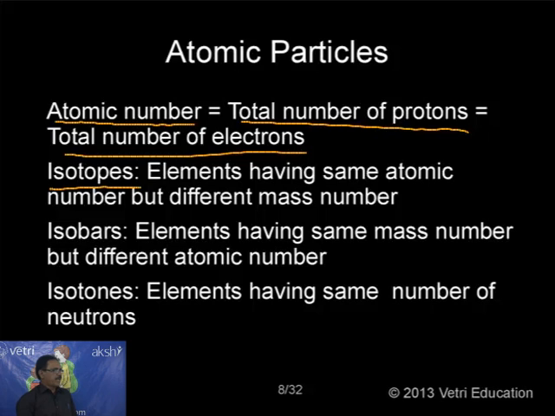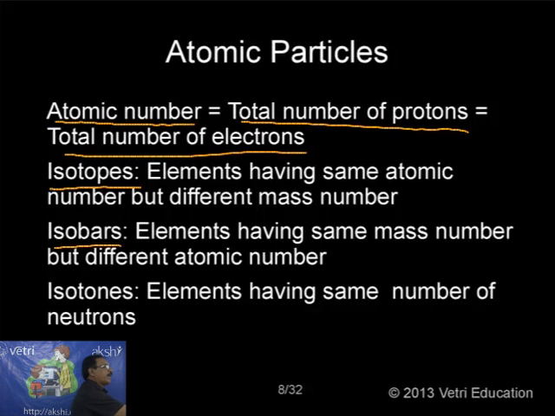Elements having the same atomic number but different mass number are called isotopes. We already know chlorine-35 and chlorine-37 are isotopes. Isobars: elements having the same mass number but different atomic number, we call them isobars. In the same way, isotones: elements having the same number of neutrons we call isotones. Why am I giving this information?